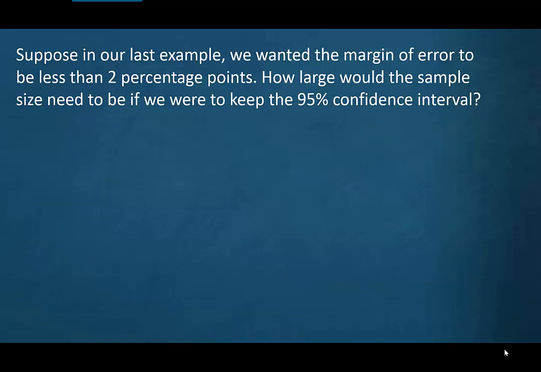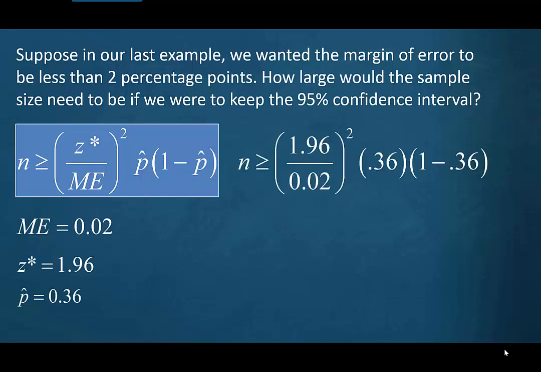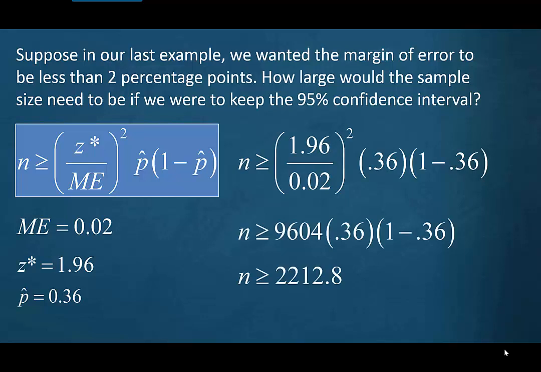So we could have used the formula where we were already solved for n, doing exactly the same thing. We have n greater than or equal to z star over the margin of error, all that squared, times p hat times 1 minus p hat. We label as we did before: ME is 0.02, Z star is 1.96, p hat is 0.36. We plug everything in. It comes out exactly the same at 2213.